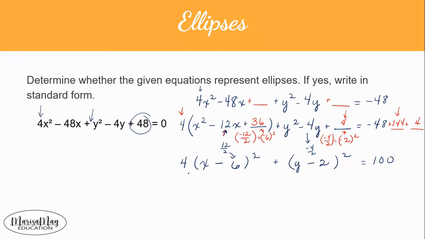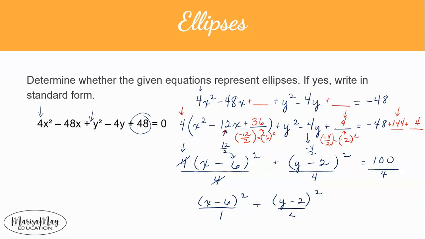And now we need to deal with this 4 here. So the way to do that is we divide everything by 4. These 4s will cancel, giving me x minus 6 squared over 1 plus y minus 2 squared over 4 equals 25. And this is the standard form of an ellipse.